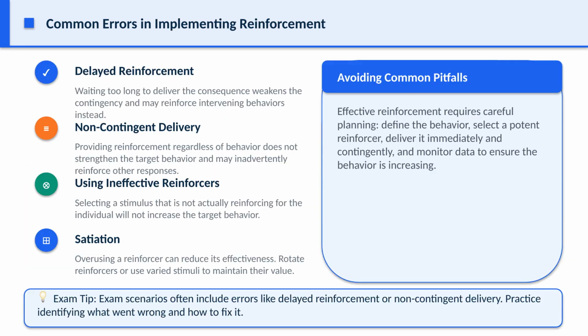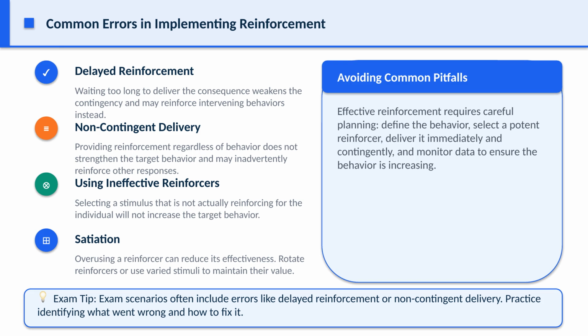Even when we understand the definition of reinforcement, common implementation errors can sabotage our contingencies. Delayed reinforcement is a frequent pitfall. Waiting too long to deliver the consequence weakens the temporal link between behavior and its effect, potentially reinforcing an intervening response instead of the target. Non-contingent delivery, where reinforcement is provided regardless of behavior, fails to strengthen any specific response and may inadvertently strengthen other behaviors. Using ineffective reinforcers means the stimulus isn't actually reinforcing for that individual, so the behavior won't increase.